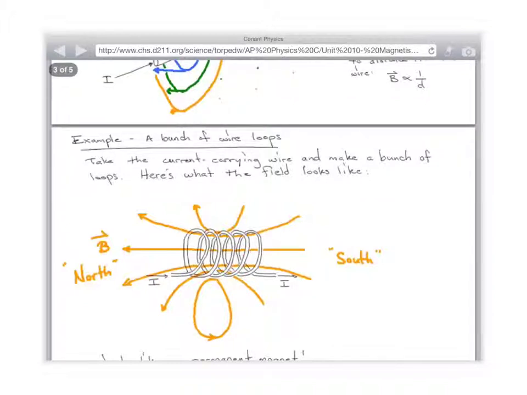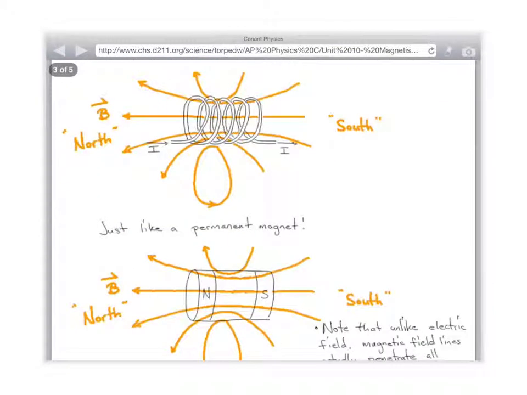We say that the end of the coil where the magnetic field comes out of is called the north end, and the end of the coil where it goes into is called the south end. Good? And then right beneath that, I put a permanent magnet. Hey, look! What do you notice about the magnetic field? It's exactly the same. Coincidence? I think not. All right.